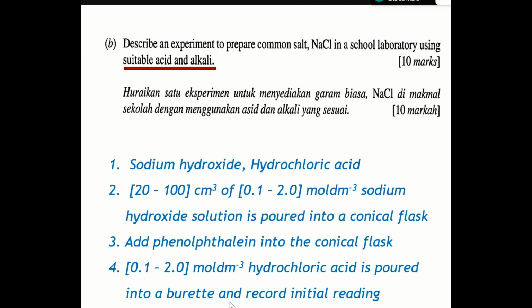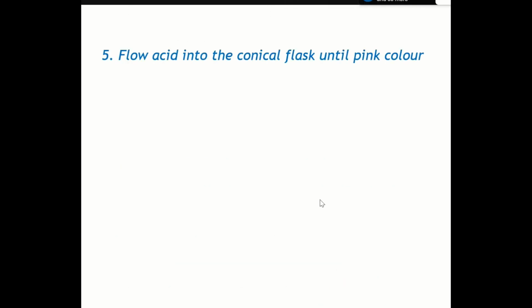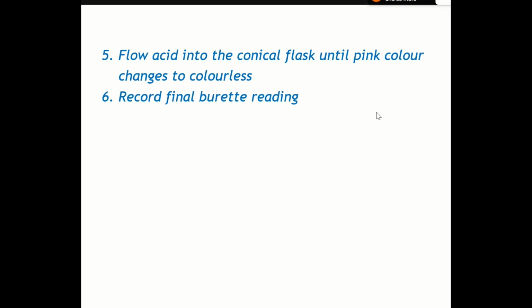You'll find that this type of question is very stingy, right? Because they need two actions here: you add the acid into the burette, and later you need to record the initial reading. Then the next one, for sure, is a very common one. We flow the acid into the conical flask until the pink color changes to colorless. You need to mention the observation to show when it is the end point of the reaction. So add acid until the pink color changes to colorless, then we record the final burette reading.